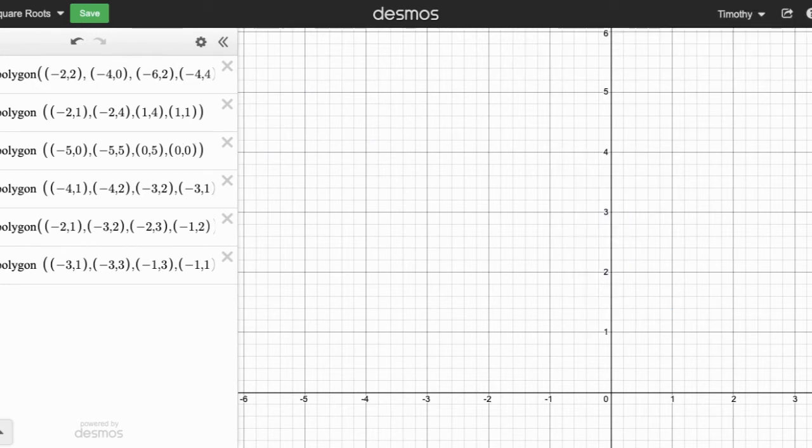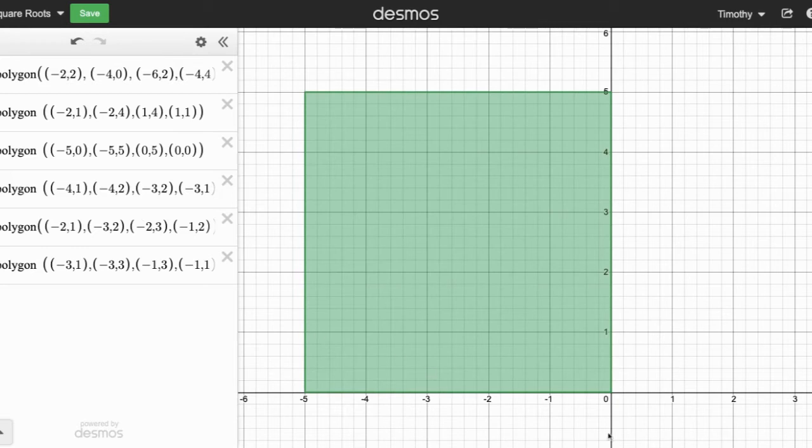Turn this one off and turn this one on. Oh my, look at this. Well, this one is 1, 2, 3, 4, 5 by 1, 2, 3, 4, 5. So I know that that is a square because it's 5 by 5.